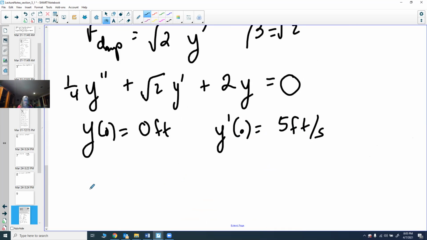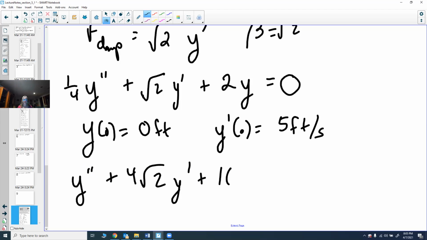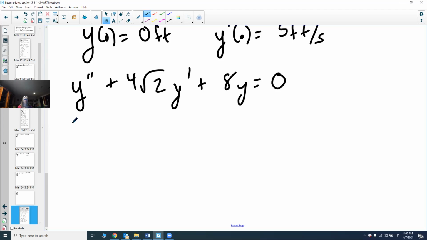We can now solve this. You can either do this using Laplace transforms or using the auxiliary equation. I don't really care. I will first get y double prime with nothing in front of it, so we're going to multiply through by 4. So then we get y double prime plus 4 square root of 2 y prime plus 8y equals 0. I'm going to go ahead and do this one using the auxiliary equation.